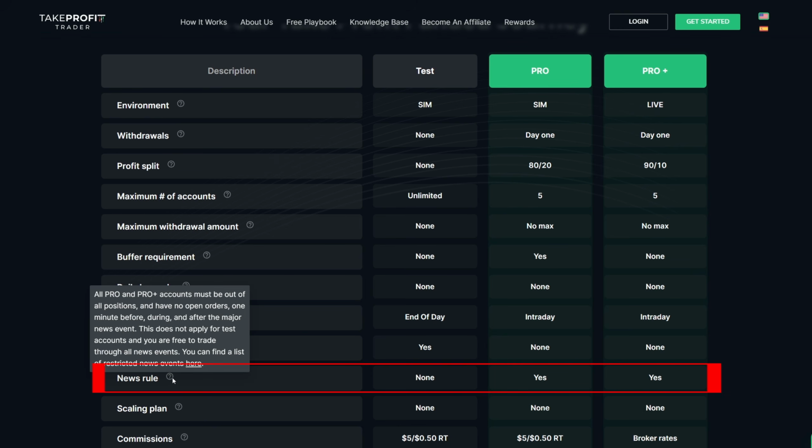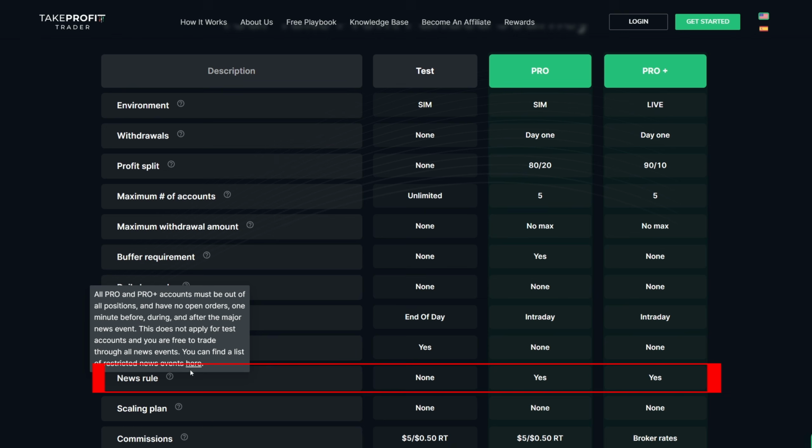Now, if we read right over here, as we hover the mouse over, all Pro and Pro Plus accounts must be out of all positions and have no open orders 1 minute before, during, and after a major news event. This does not apply to test accounts, and you are free to trade through all news events. You can find a list of restricted news events right here.